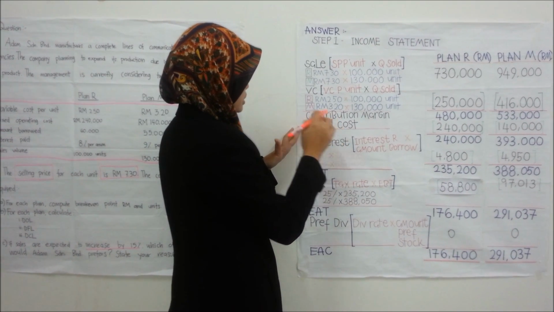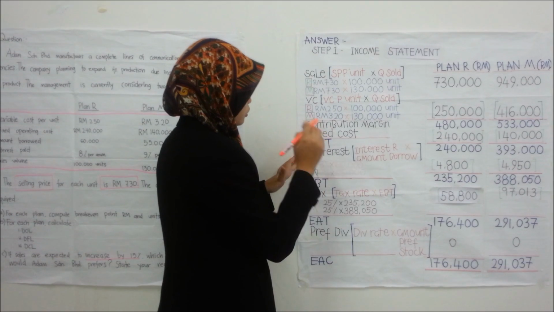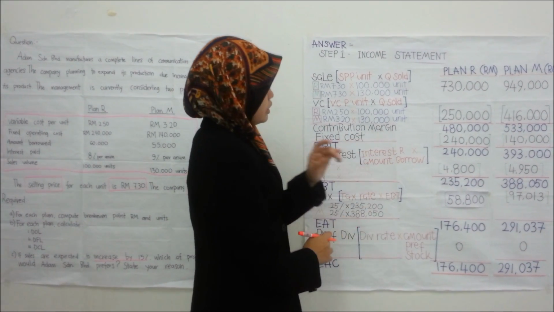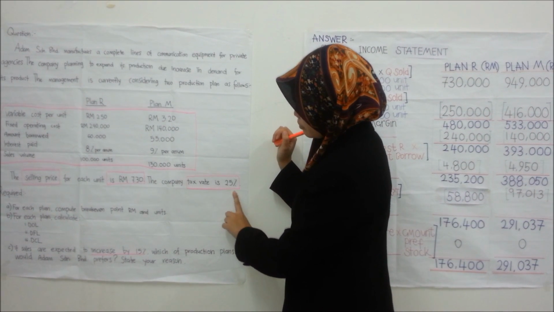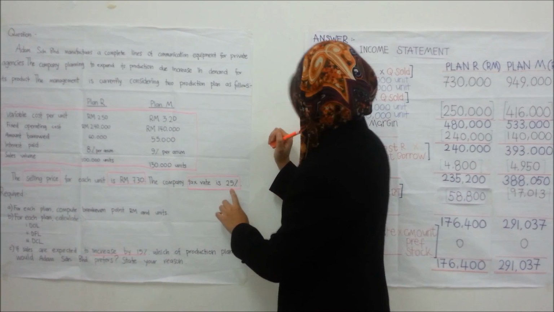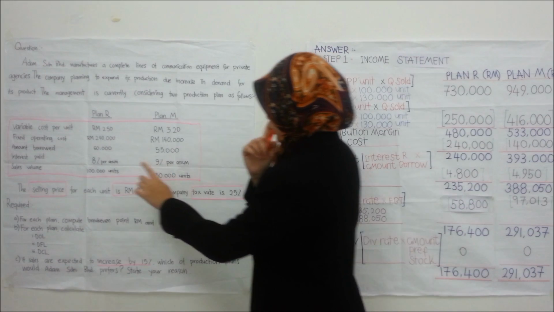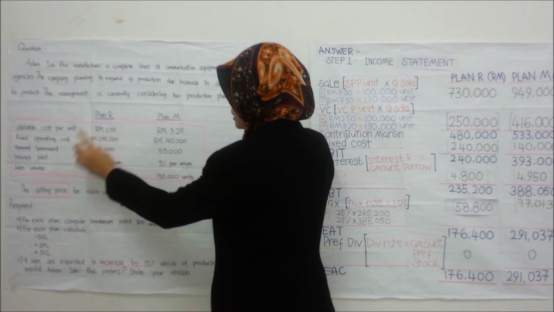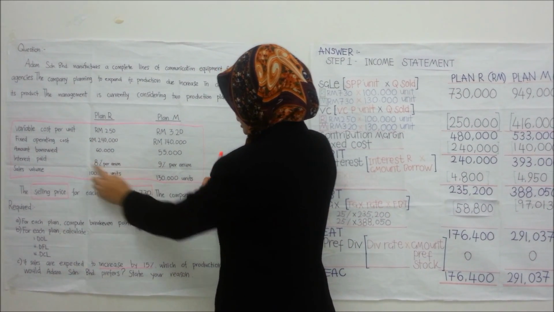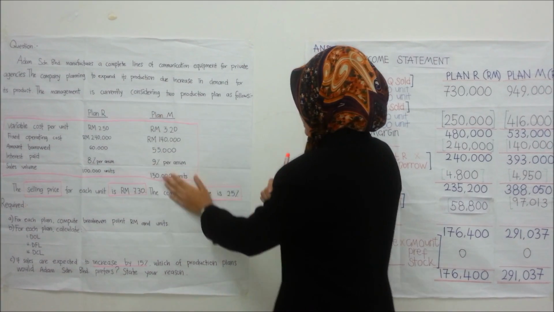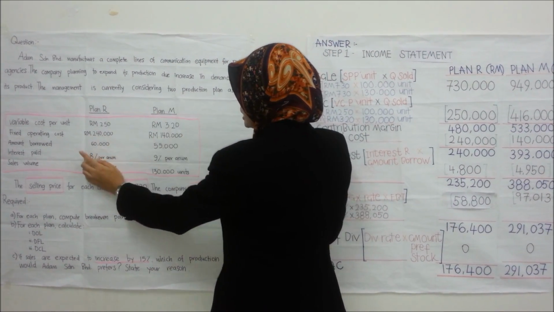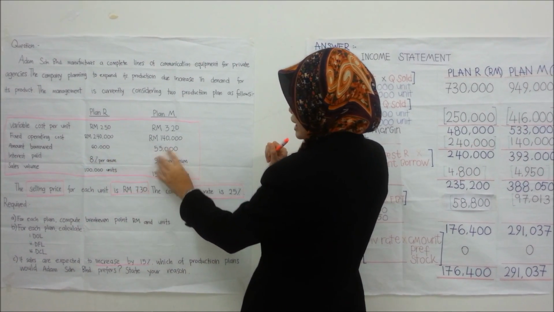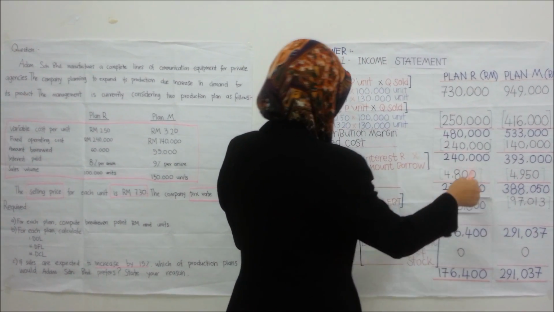After you get EBIT, you must minus the interest. To find the interest, multiply the interest rate by the amount of the borrowing. The interest rate given in the situation of the Adam is 8% for plan R and 9% for plan M. So multiply by the amount borrowed, which is 60,000 and 55,000, and you get the answer.